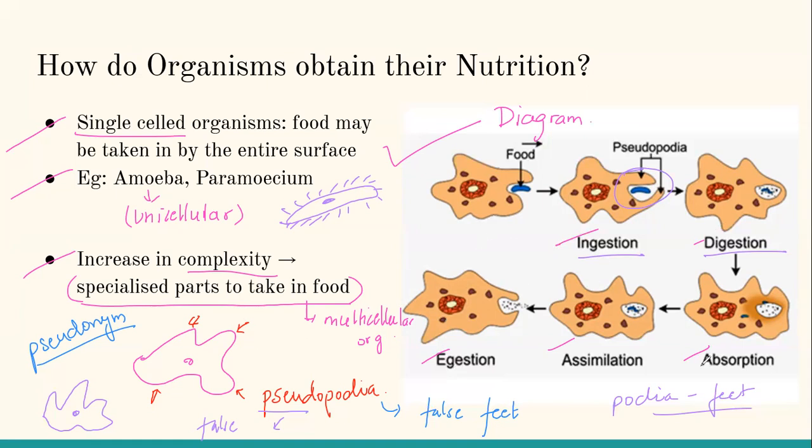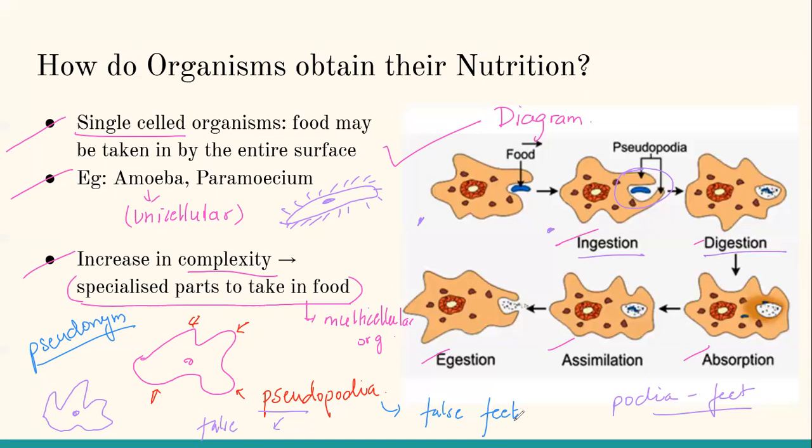Simple diagram, but whenever they ask you nutrition in amoeba, you have to show these 5 steps. The 5 steps are necessary. If you skip this one it is fine, but these 5 are very important and have to be shown in order. You can draw them in a single straight line also, that will work too. Make sure you are making a note of this, that when they ask you nutrition.